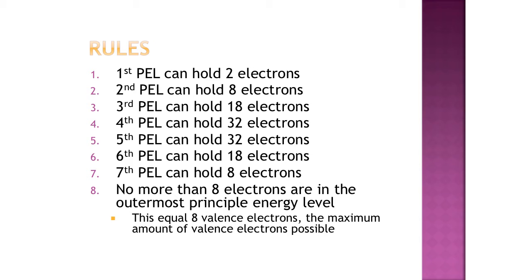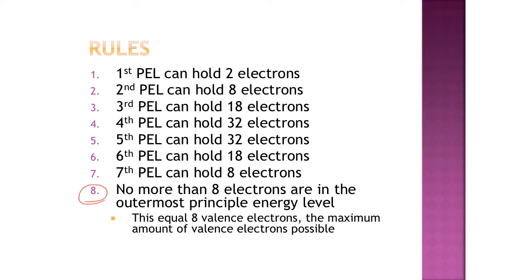The first level can only hold 2 electrons. Second level can hold 8. Third can hold 18. The fourth and fifth levels can each hold 32. Then it starts decreasing. So 6 is back to 18, 7th is back to 8. So you just need to know that they can each hold a certain amount, and you can use the electron configurations that are on your periodic table to help you remember this.